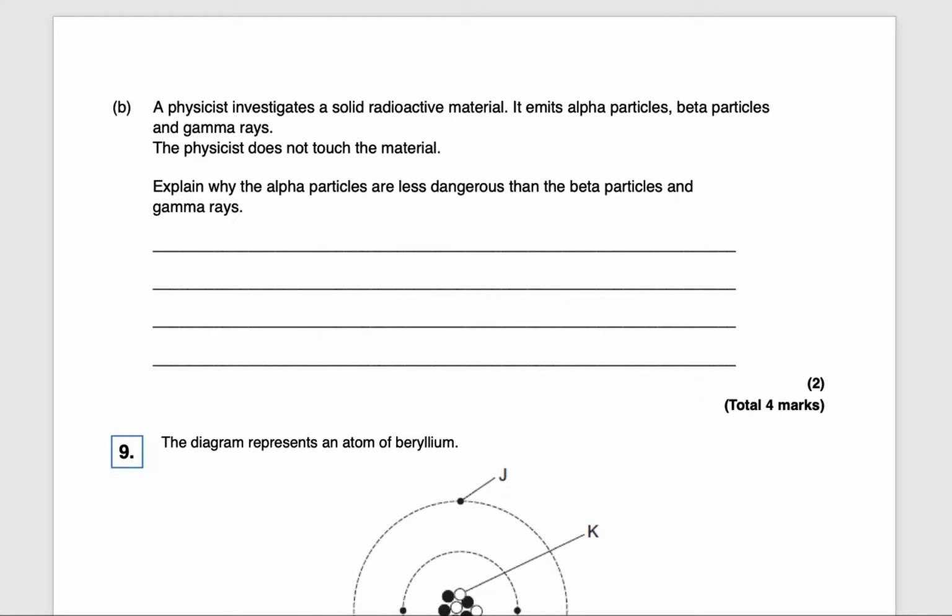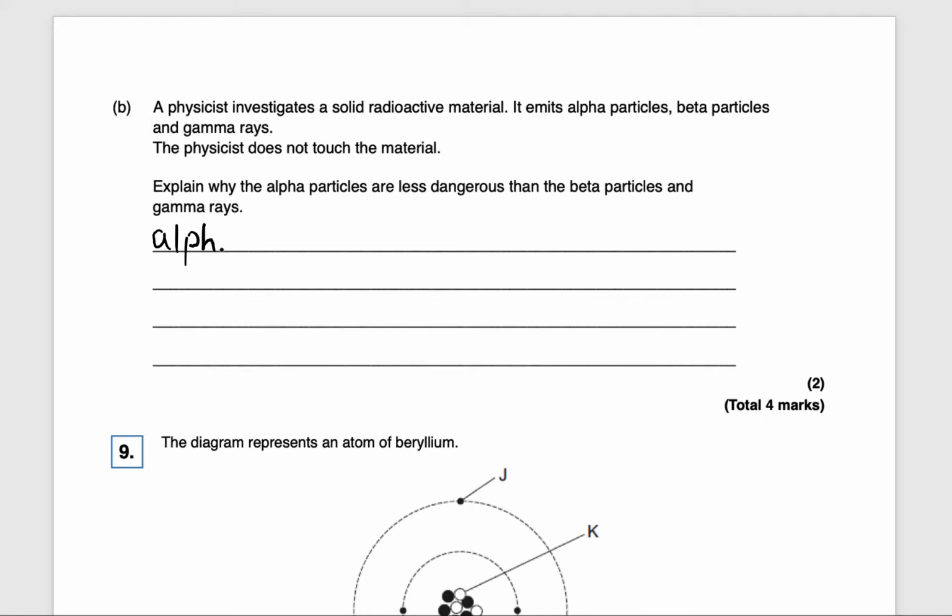Our first exam question states, a physicist investigates a solid radioactive material. It emits alpha particles, beta particles and gamma rays. The physicist doesn't touch the material. Explain why the alpha particles are less dangerous than the beta particles and gamma rays. And the reason for this is worth 2 marks.